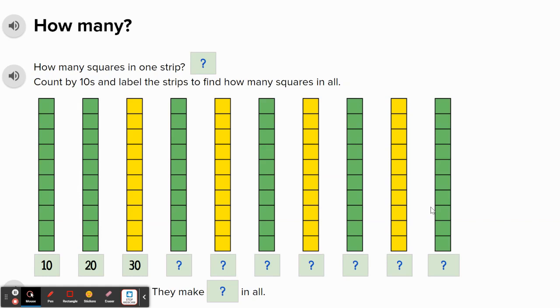How many squares are there in one strip? Take a look. How many of the squares are in one of those strips? There are 10. You are now going to count by tens and label the strips to find out how many squares there are in all on this screen. You can count with me. 10, 20, 30.